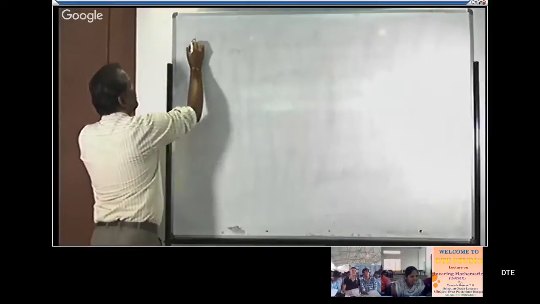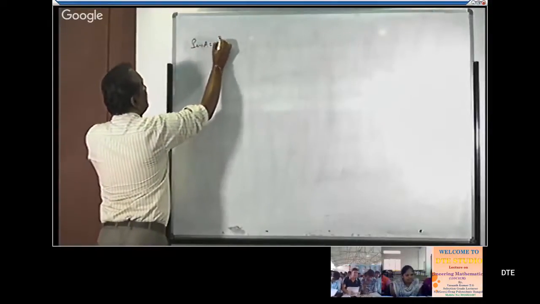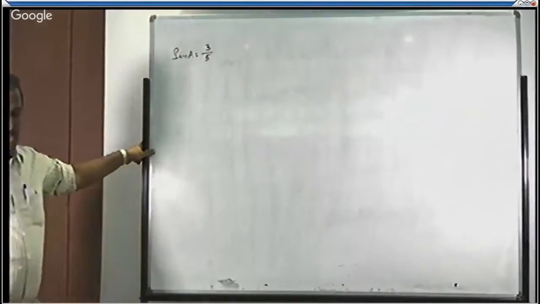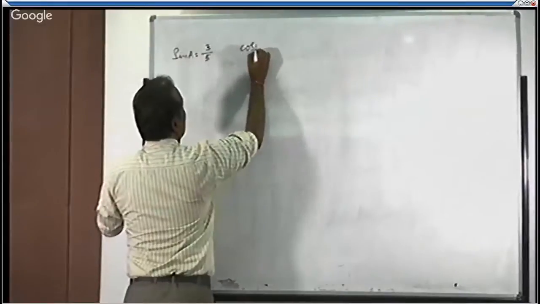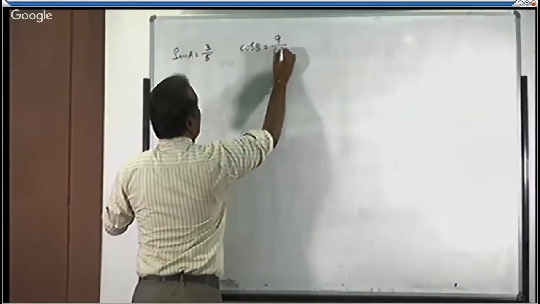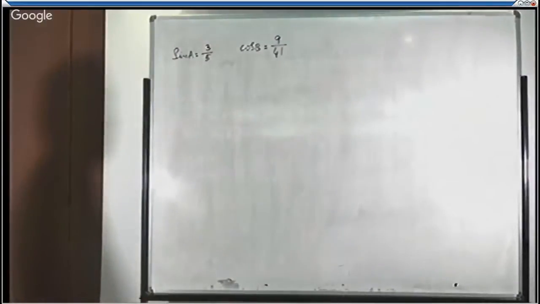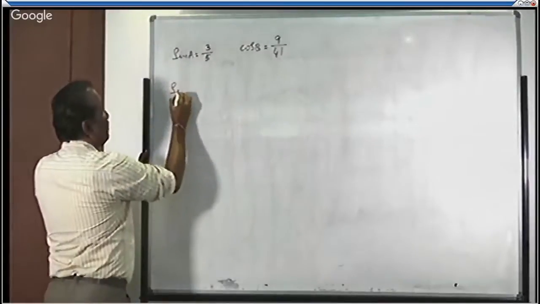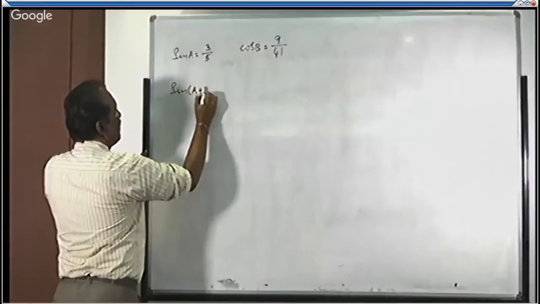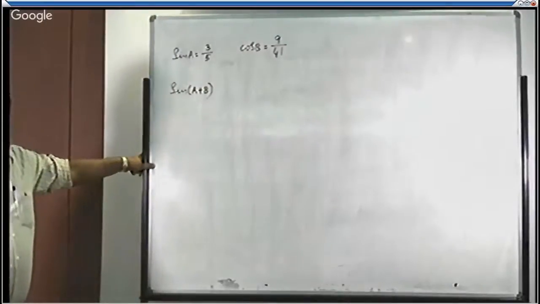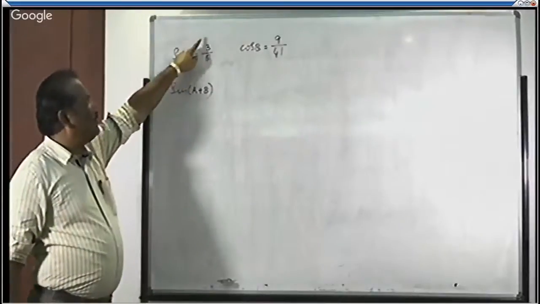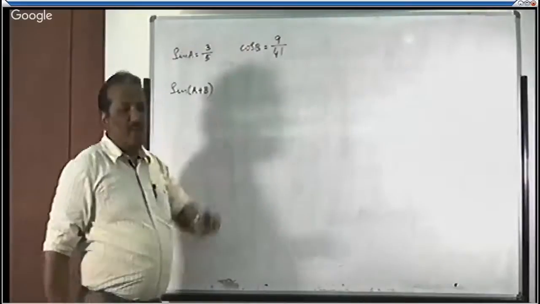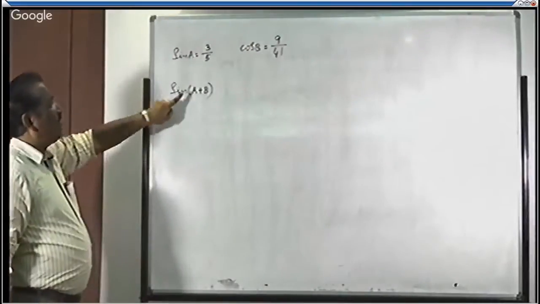Next problem. If sin A is equal to 3 by 5 and cos B is equal to 9 by 41, then find the value of sin of A plus B. So it is given that sin A is equal to 3 by 5 and cos B is equal to 9 by 41, and it is required to find the value of sin of A plus B.